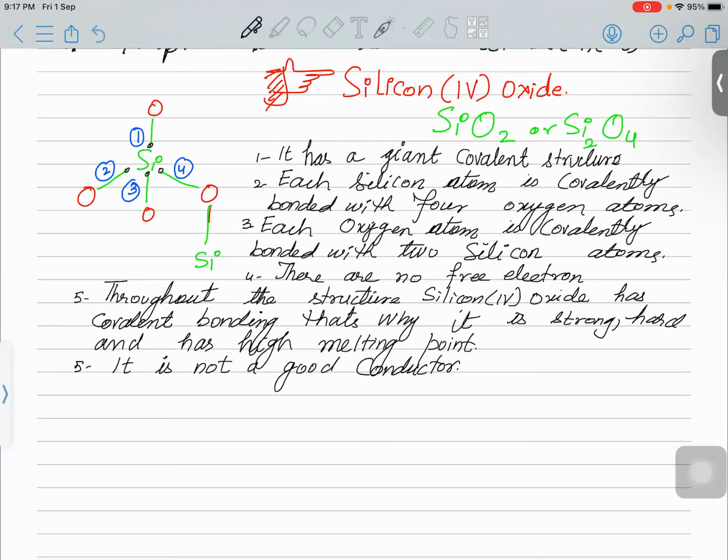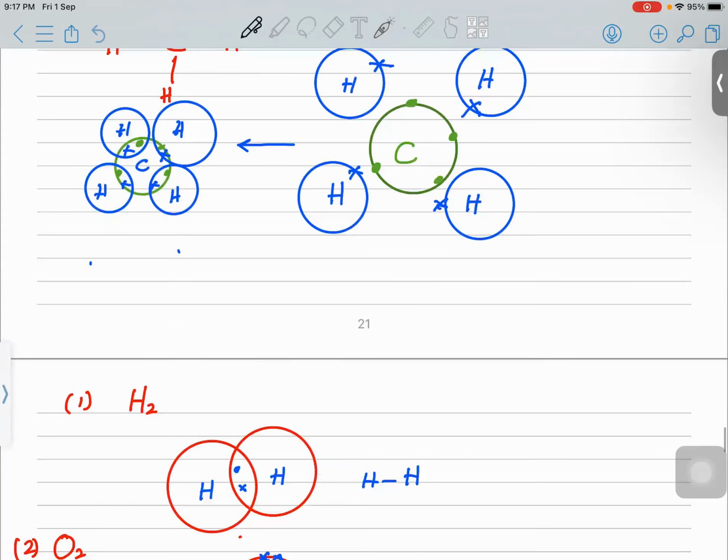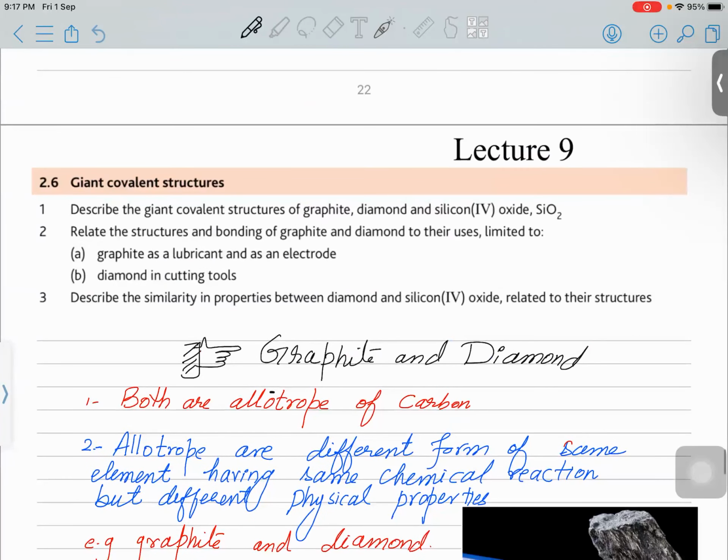Now, this is all about silicon dioxide. Next, this is chemical bonding 2.6. We have discussed the giant structure. Now, relate the structure and bonding of graphite and diamond to their uses, limitations, graphite as a lubricant and as an electrode, diamond as cutting tools. Then write the similarities in properties between diamond and silicon oxide related to their structure.